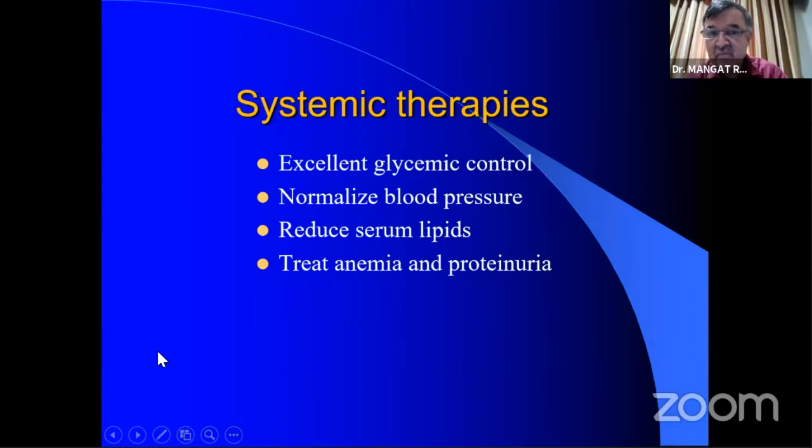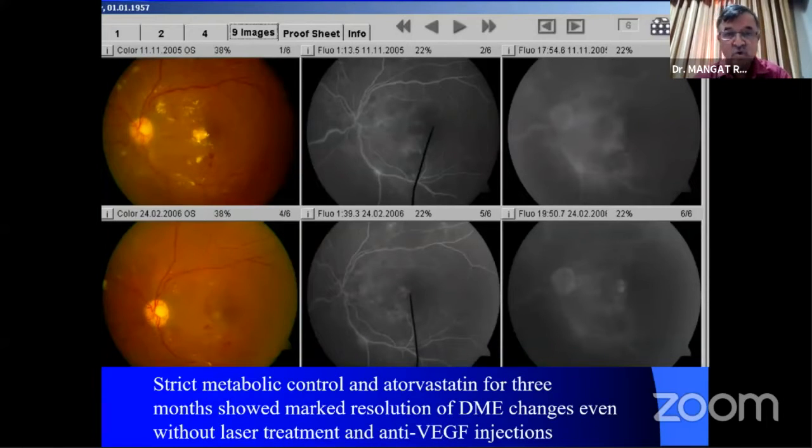we have to achieve excellent glycemic control, normalize the blood pressure, and reduce the serum lipids. Professor Atul has also emphasized earlier that lipids are very important. We have to treat anemia and proteinuria. We have good drugs for these. We have to talk to our physicians or diabetologists so that they do everything together. I am showing you one very old patient here, how things would melt in just 3 months' time if you have strict metabolic control: not only blood sugar, lipids, and proteinuria, everything goes down. This is without anti-VEGF and laser. That is what is required.